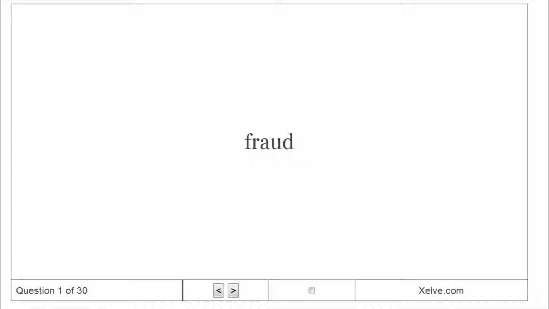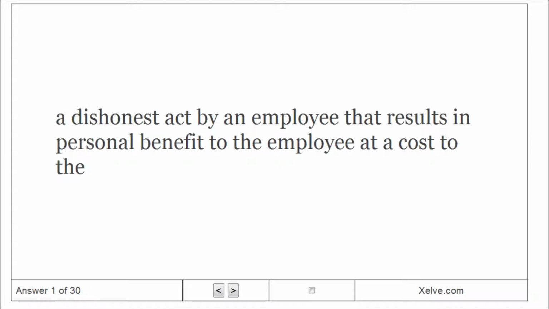Fraud. A dishonest act by an employee that results in personal benefit to the employee at a cost to the employer.